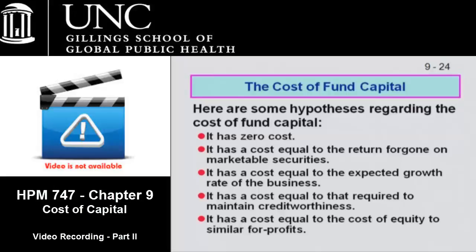You don't have to pay it back or anything. You don't have to pay it back, and not only that, the people who are donating the capital, what do they expect from it? Nothing. So there is no required return on it because investors expect no required return. So that's one hypothesis, that there is no cost of equity capital in a not-for-profit. The second hypothesis is a cost equal to the return foregone on marketable securities. So why would someone propose that? What's the logic behind that?